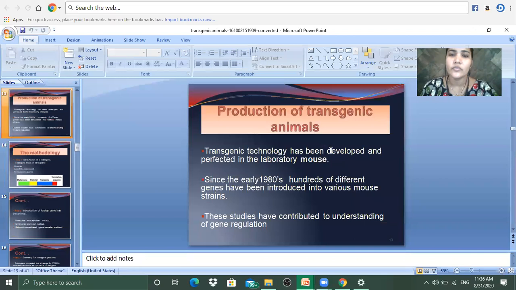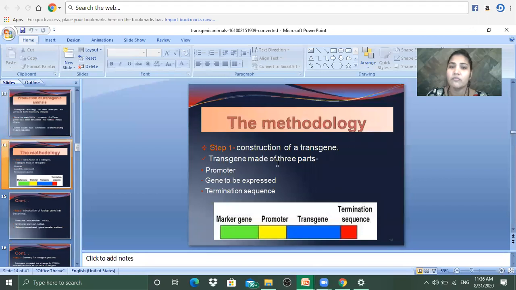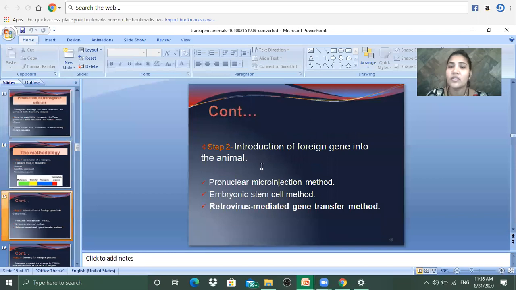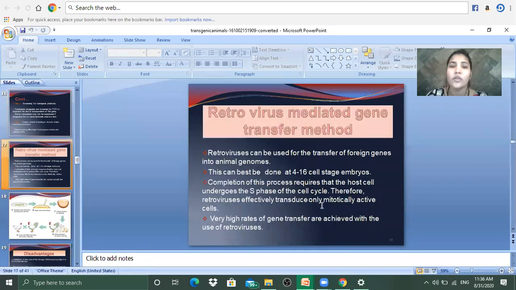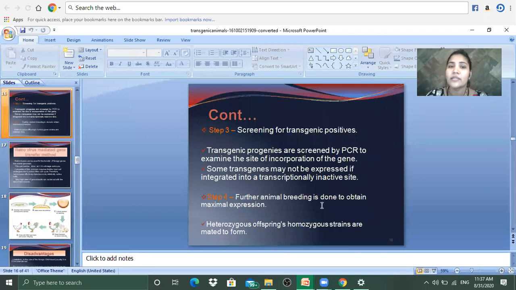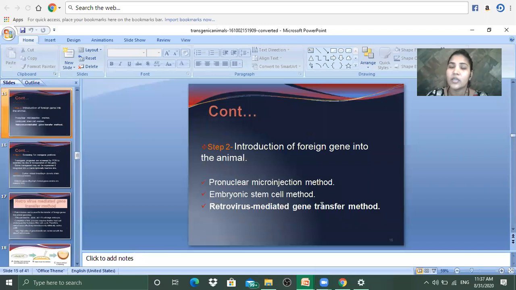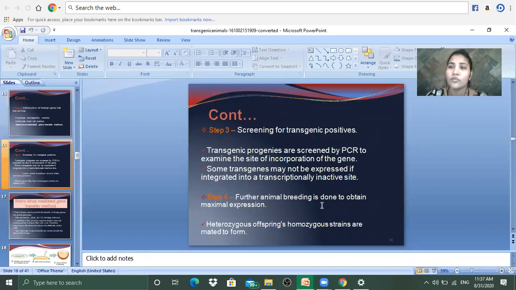The next thing is that we also learned the very important part, the production of transgenic animals, which involves 4 steps. Step one is the construction of a transgene. Step two is the introduction of the foreign gene into the animal. Step three is screening for transgenic positives. Step four is further animal breeding to obtain maximal expression in the animals. Those are the 4 steps for integrating a gene of interest into an animal.